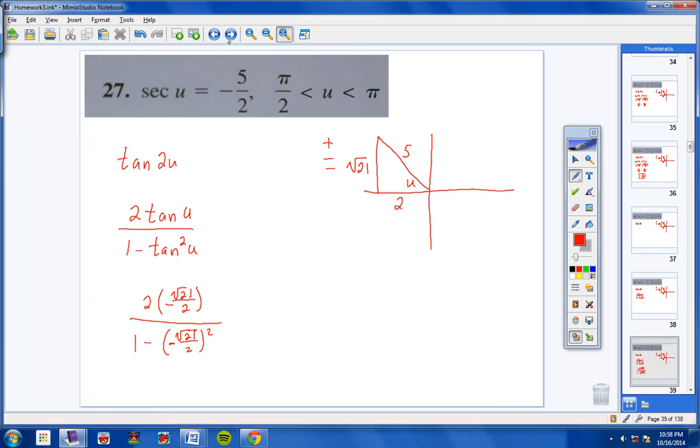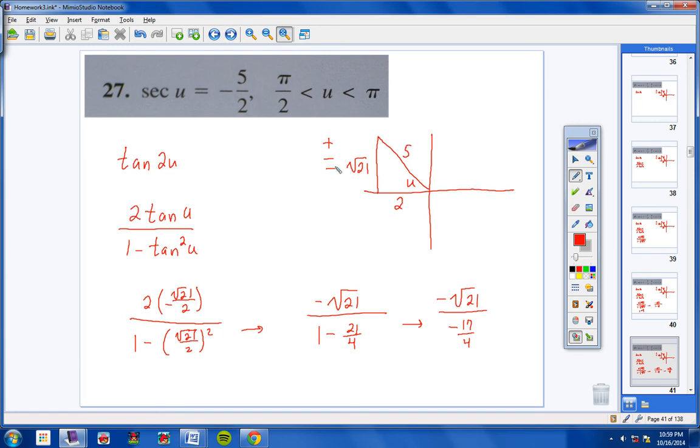And so we take this times this, which gives us a negative square root of 21. And now watch carefully, students. When you square square root of 21 over 2, first of all, you get a positive. When you square a square root, you get the 21. And when you square 2, you get 4. So you have 1 minus 21 over 4, which is what we have here, okay?